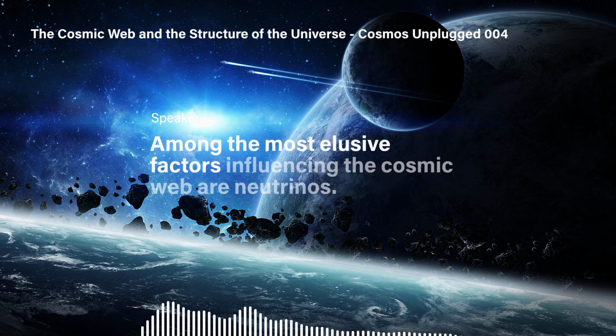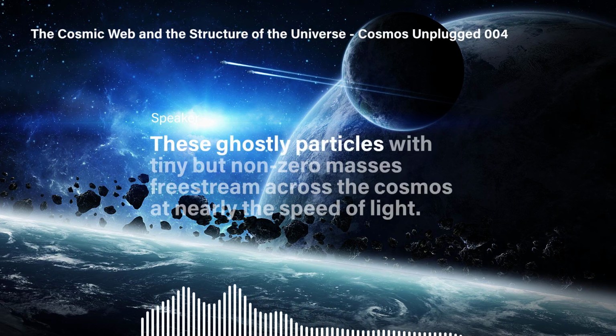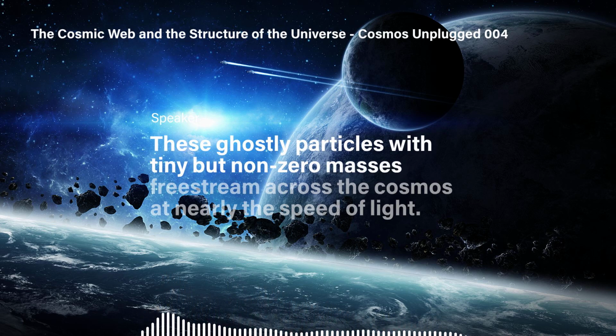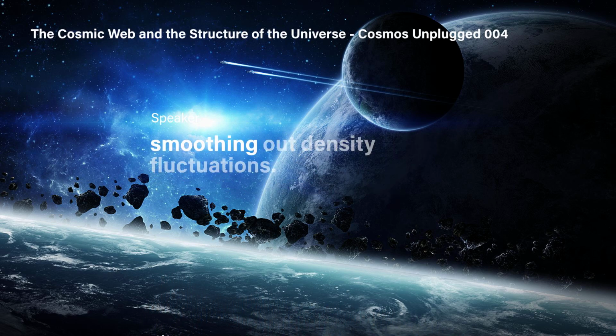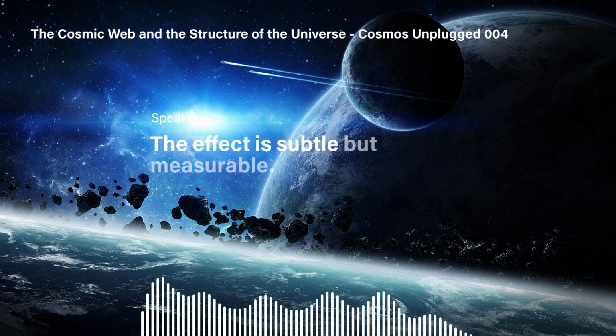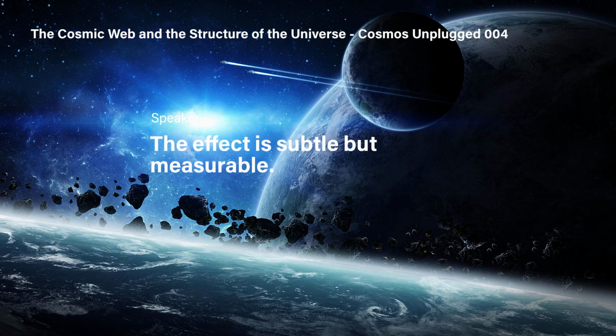Among the most elusive actors influencing the cosmic web are neutrinos. These ghostly particles with tiny but non-zero masses free stream across the cosmos at nearly the speed of light. Because they move so quickly, they suppress the growth of structure on small scales, smoothing out density fluctuations. The effect is subtle but measurable.